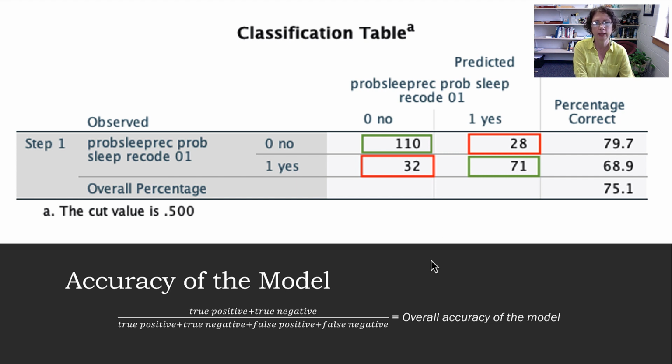And the way that we compute the accuracy of a model is you total up all of the positive and negative predictions that were correct and then divide it by all of the possible predictions there were. Multiply by 100 to get yourself a percent, and then you get the full percent of accuracy of the model. This particular model was accurate 75.1% of the time.